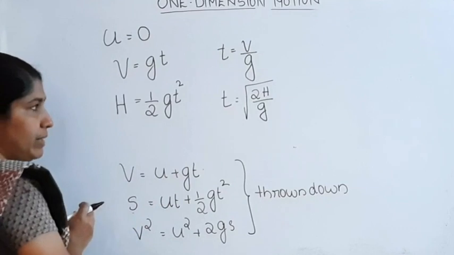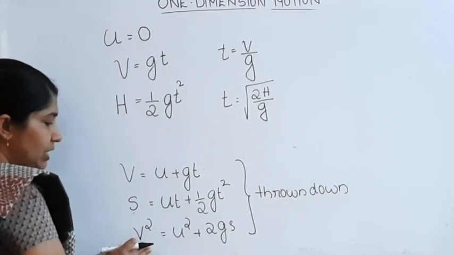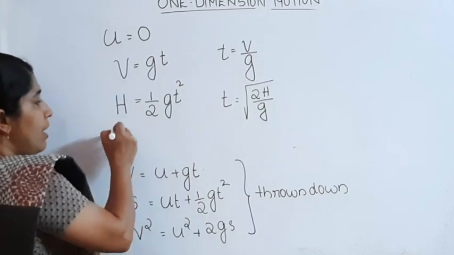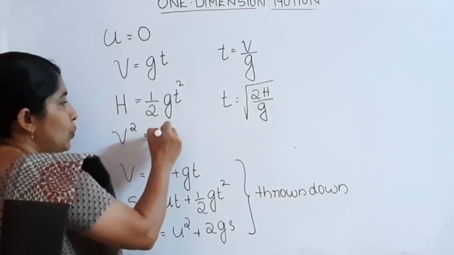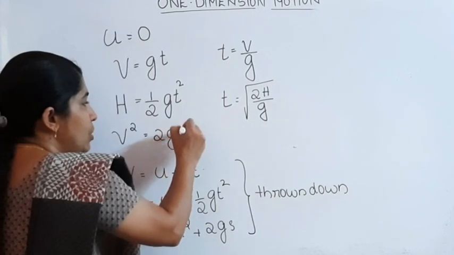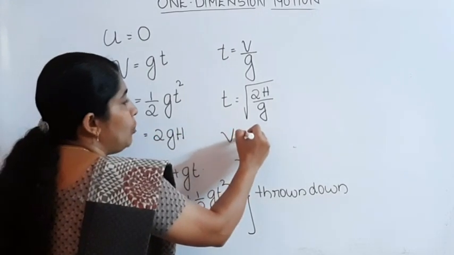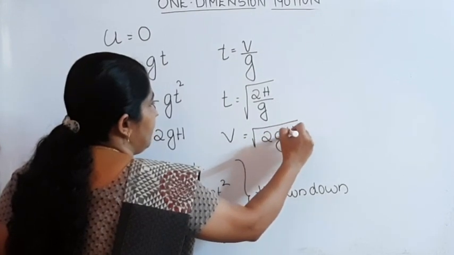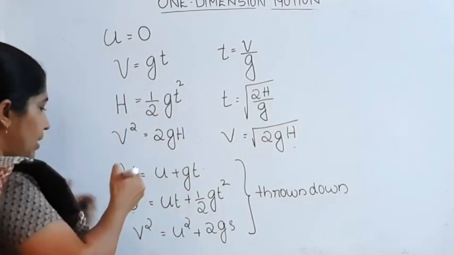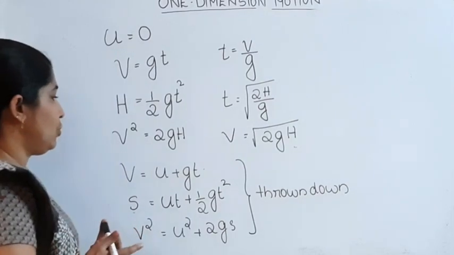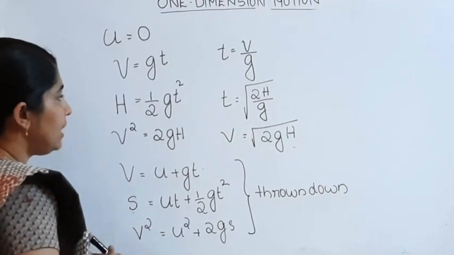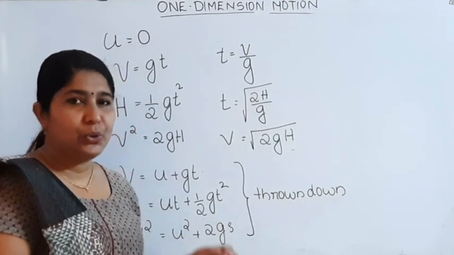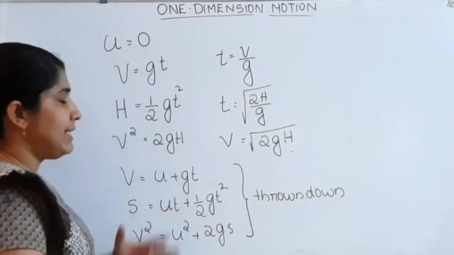That equation is very, very important. And the third equation, V square is equal to U square plus 2GS, becomes V square equal to 2GH. Therefore, the velocity of the body is V is equal to root of 2GH. These are the equations of a freely falling body. Now we can go through the problems related to this session.